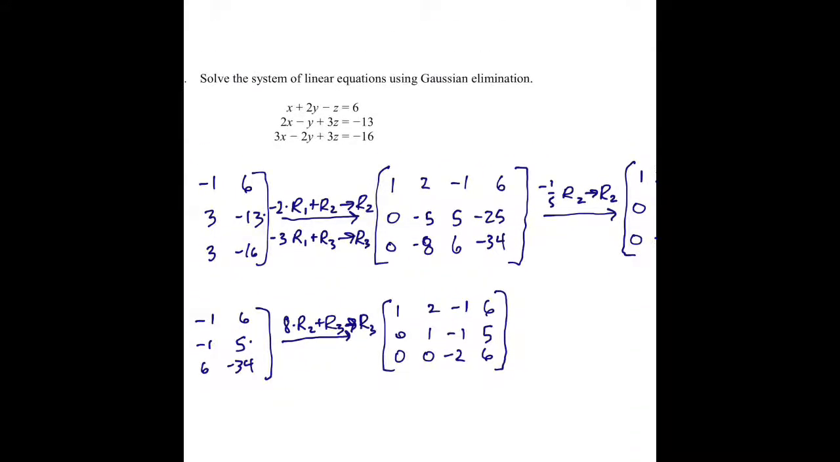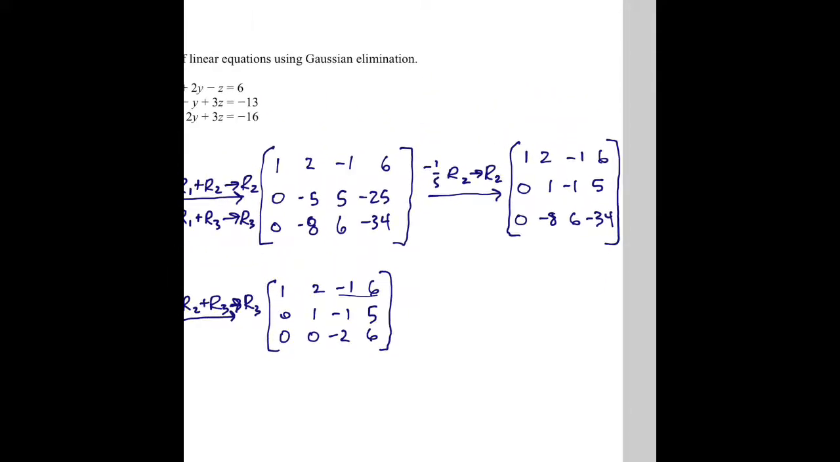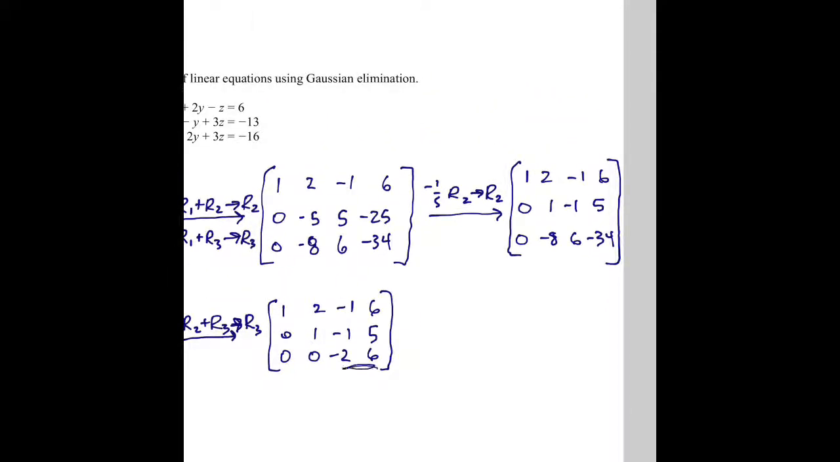And technically it's not row echelon form, but we're far enough along I can use this bottom row as the equation negative 2z equals 6, therefore z equals negative 3. Then I can take this middle row, which represents the equation y minus z equals 5. And if I already know that z is negative 3, this is y minus negative 3, which is y plus 3.